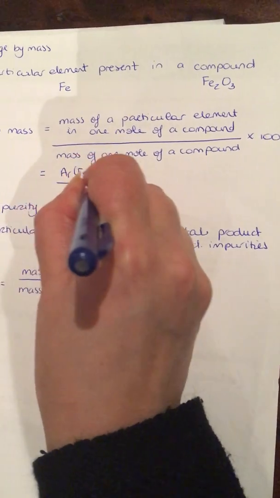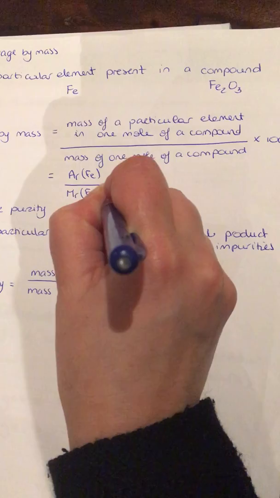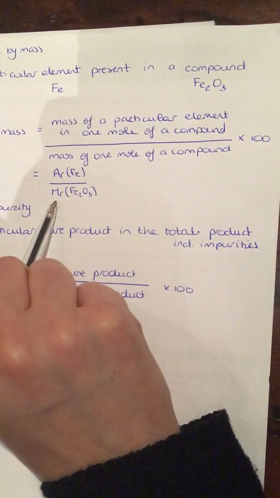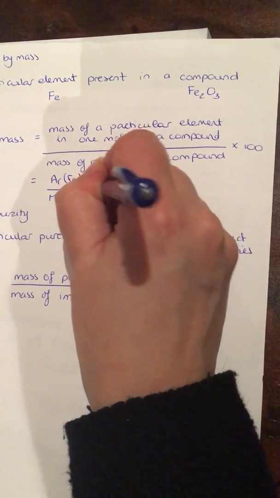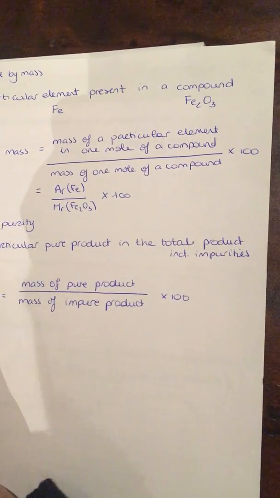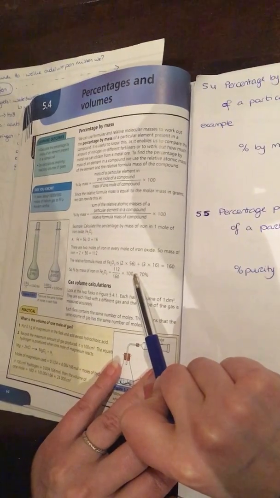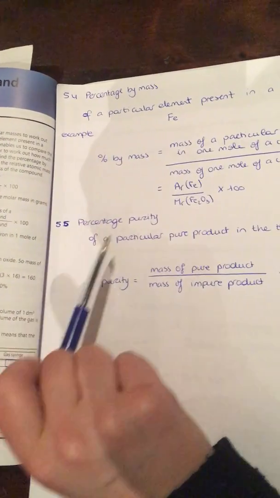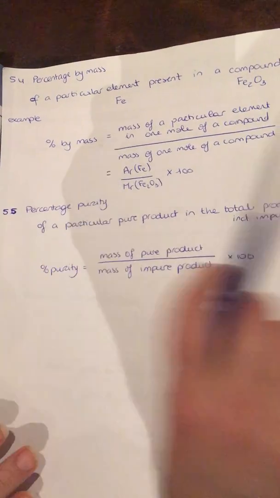Then we have the MR value of the iron oxide. That gives us exactly the mass of 1 mole of iron oxide. And then remember, times 100. The exact numbers can be found in the example in the book. So that is percentage by mass, in particular for the amount of an element in a compound.